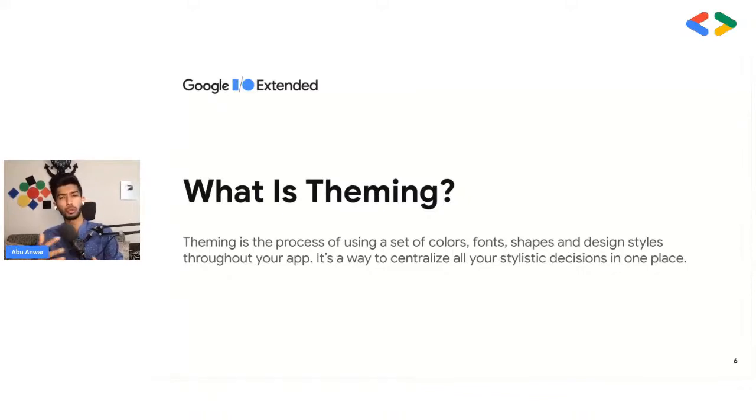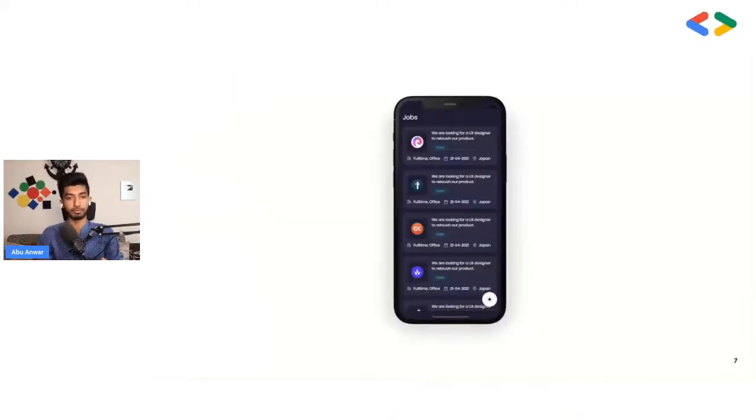So now most of you may ask, what is theming actually? Theming is a process of using a set of colors, fonts, shapes, and design styles throughout our app. Or you can say it's a way to centralize all your stylistic decisions in one place.